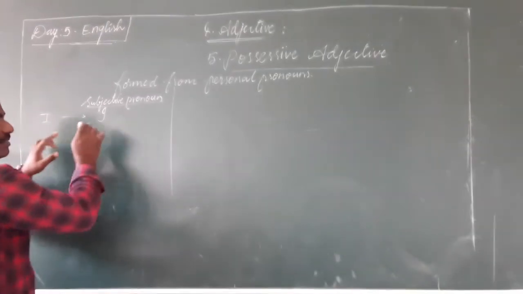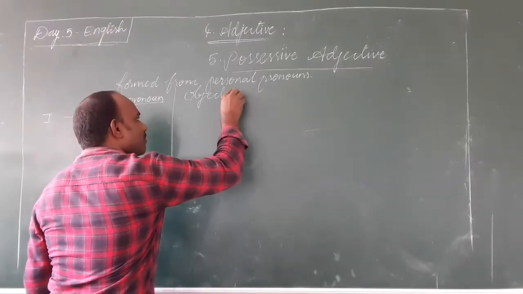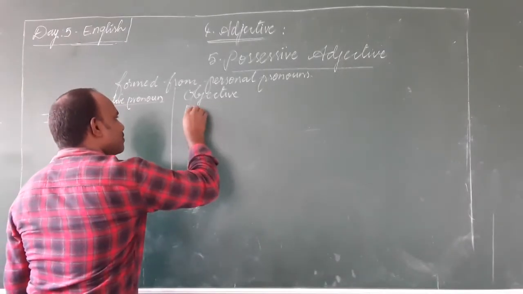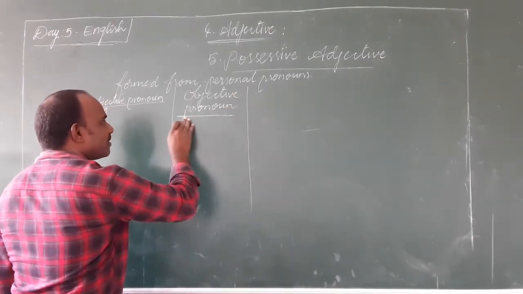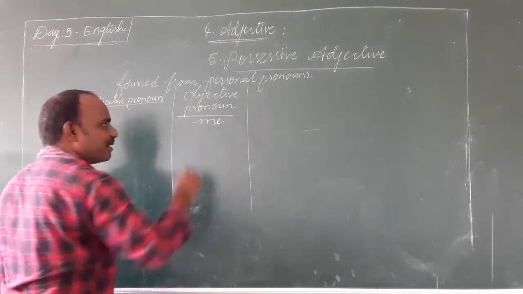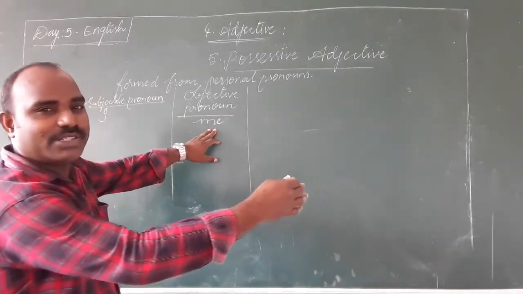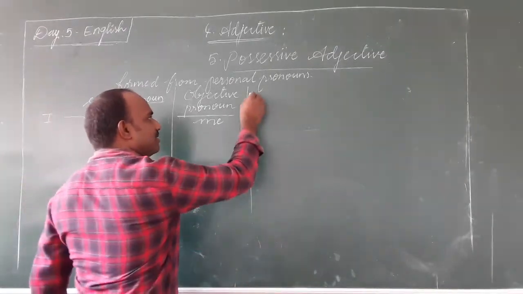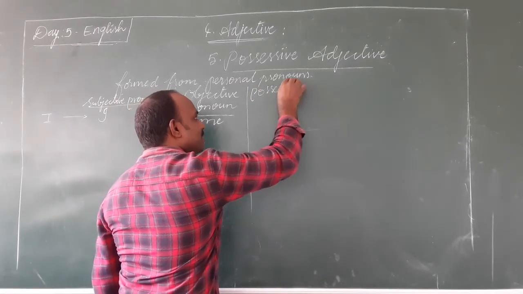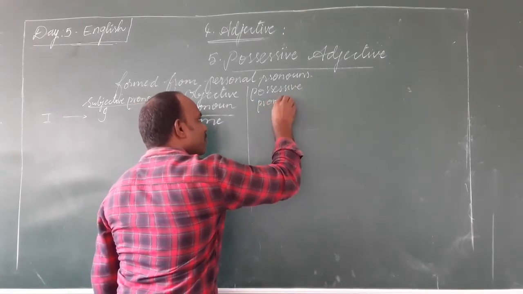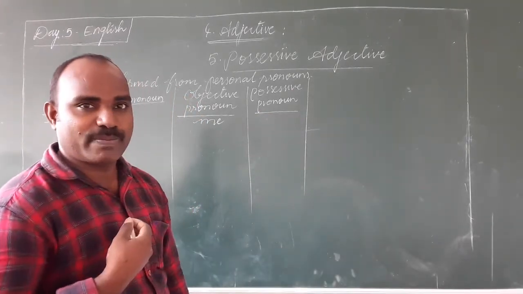And first person, singular, objective pronoun. That is me. I is subjective pronoun, me is objective pronoun. It is used at the end of the sentence, that means after the verb. And third one, possessive pronoun. See, I told you, possess means have.